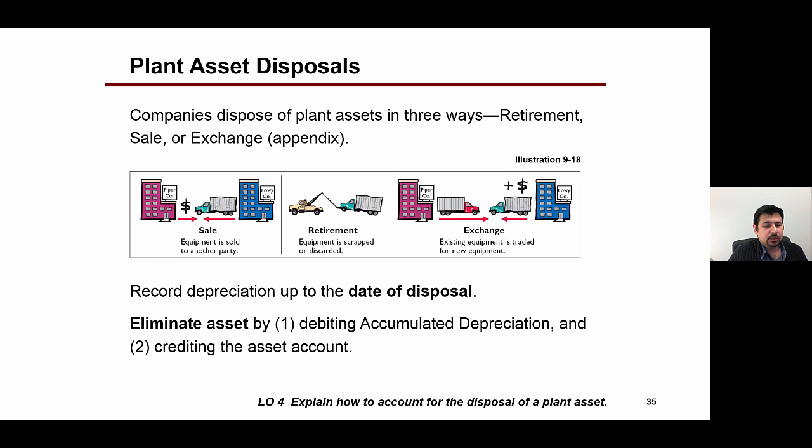In this case, the company will have to first recognize any depreciation expense up to the date of disposal, and then they will eliminate the asset by debiting accumulated depreciation and crediting the plant asset itself to decrease both the accumulated depreciation and the asset account.